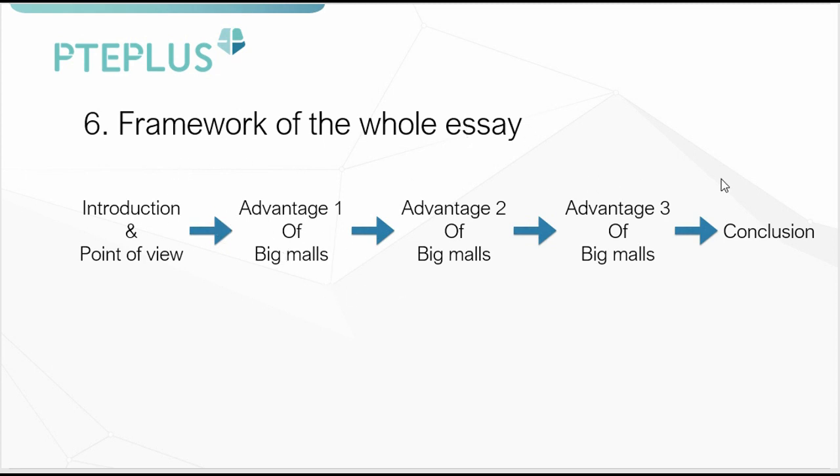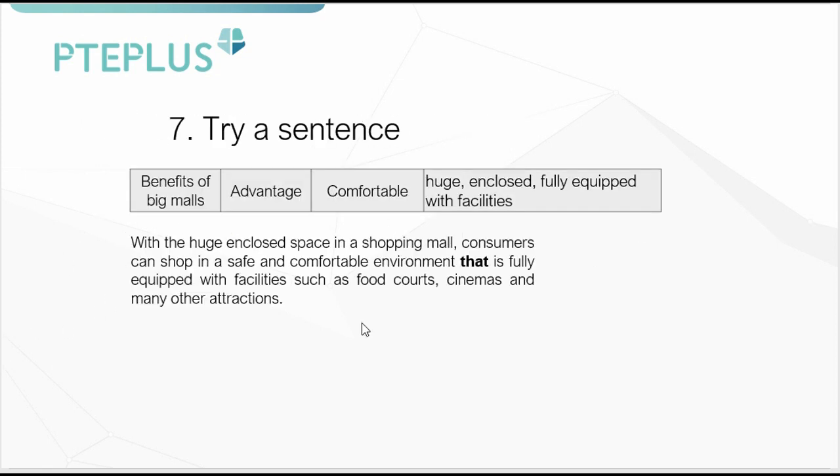So remember this framework, and if you're running out of time, obviously just get rid of one of the advantages. 2 advantages will be enough. And if you have time, maybe we can go with 3 advantages. But remember, keep it within the word limit, because we don't want to be penalized for having too many words or too few words. Okay, let's try a sentence together now.